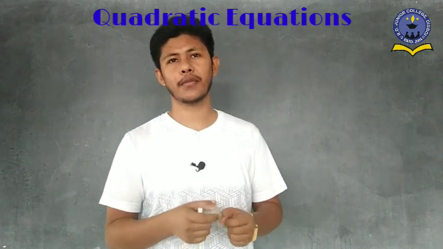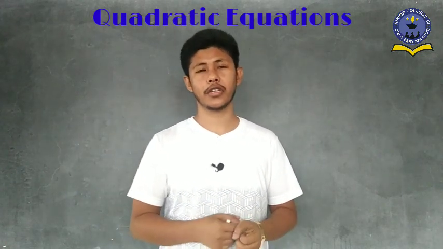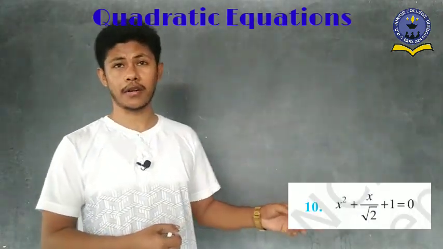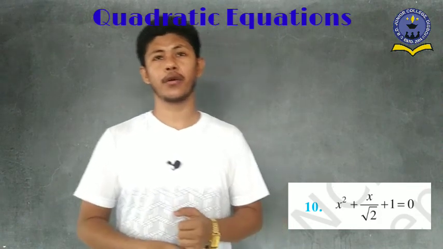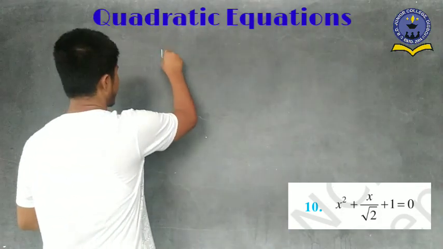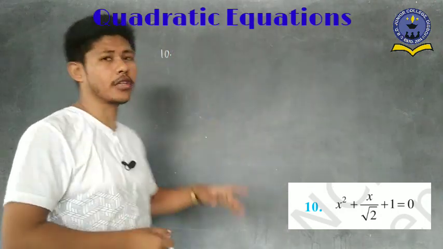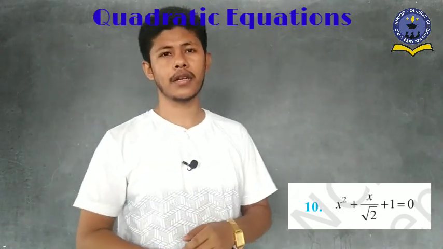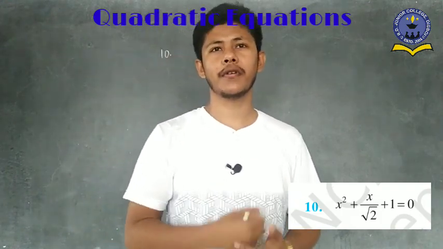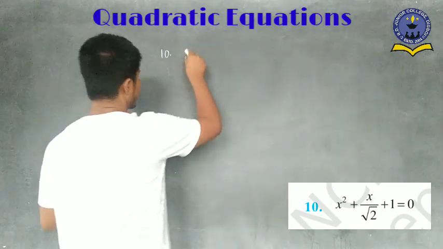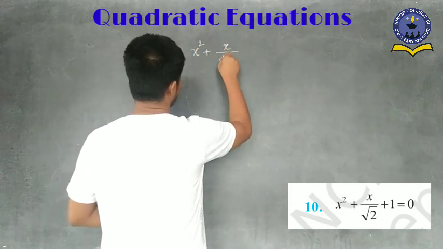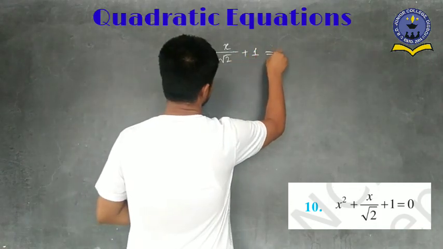So let's take an example from there. If you see question number 10, question number 10 is x square plus x by root 2 plus 1 equals 0. The other 9 questions you have to solve by yourself. Is it clear? Or if you face any problem, you can ask me here. Question number 10 is given x square plus x by root 2 plus 1 equals 0.